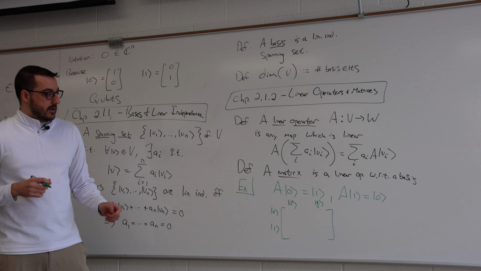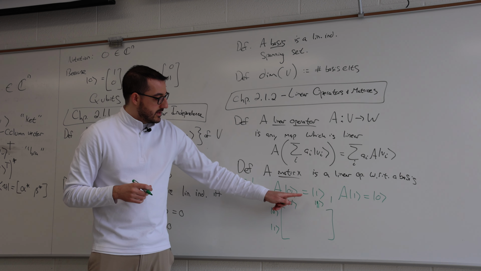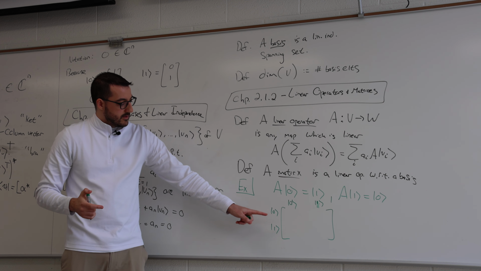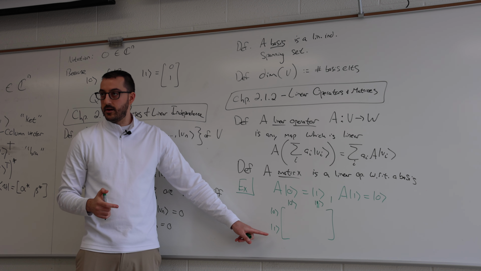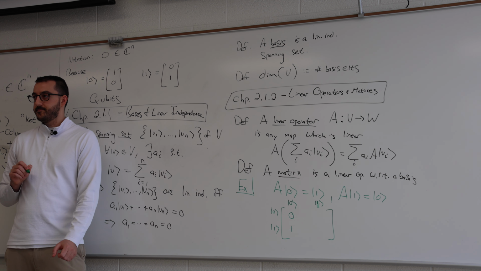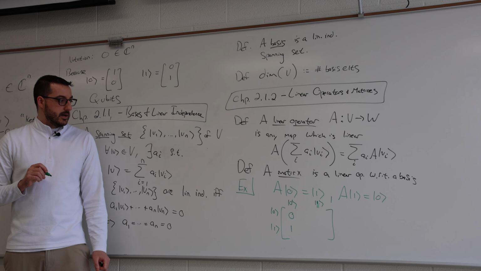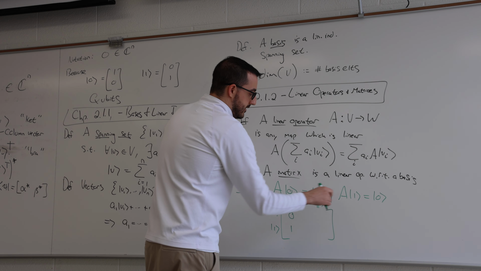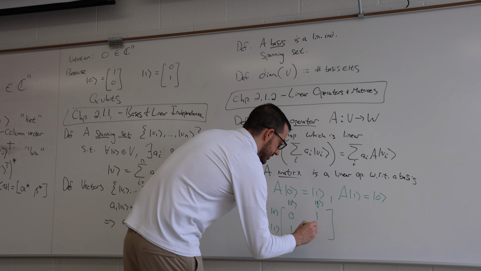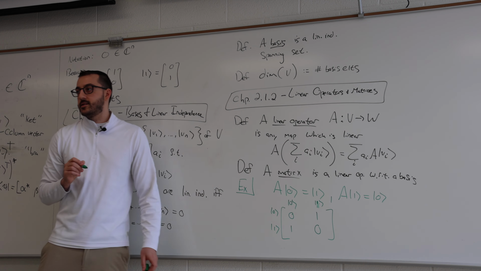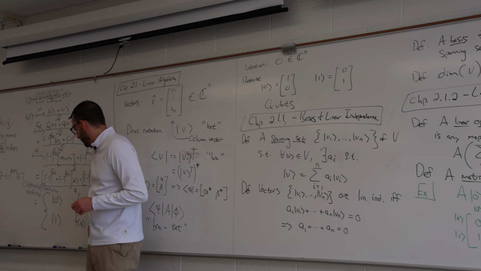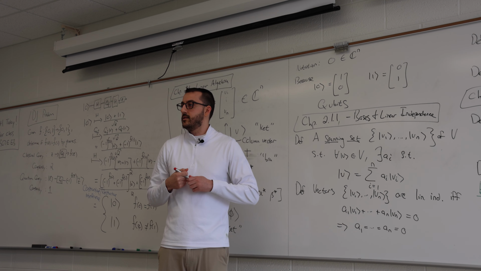So how would I do that here? I'm given the definition A acting on 0 is equal to 1. That means 0 times ket 0 plus 1 times ket 1. So that's the first column of the matrix. Now I do the same thing for the second column. A acting on the 1 state is 1 times ket 0 plus 0 times ket 1. Does this make sense? Questions about this?